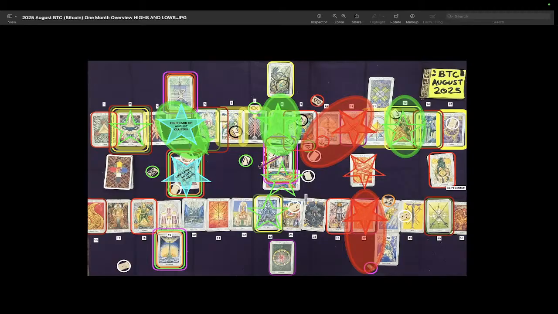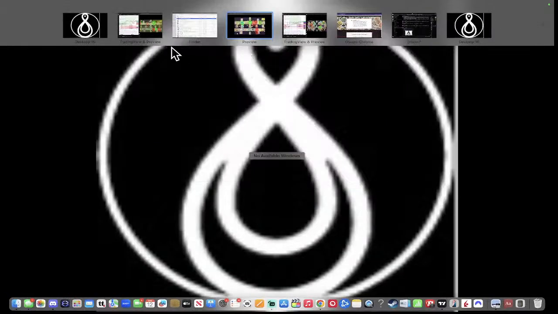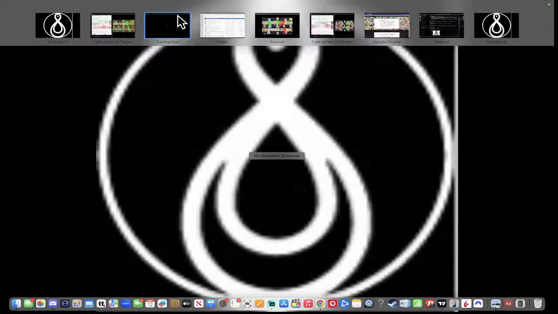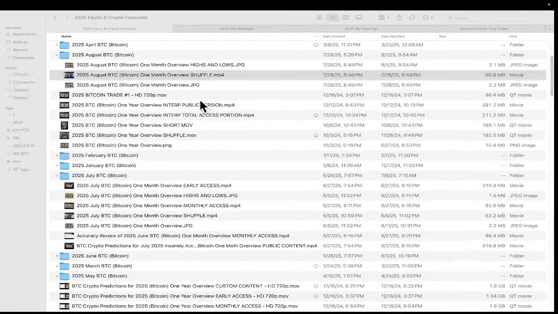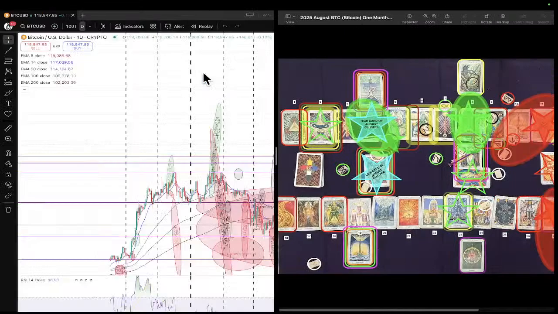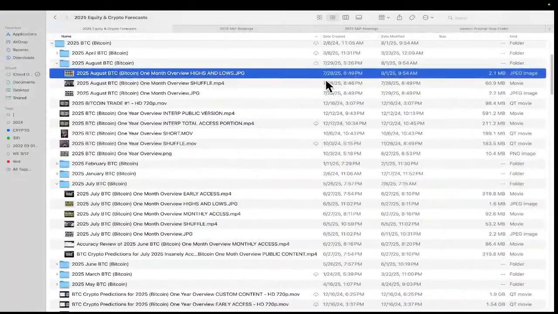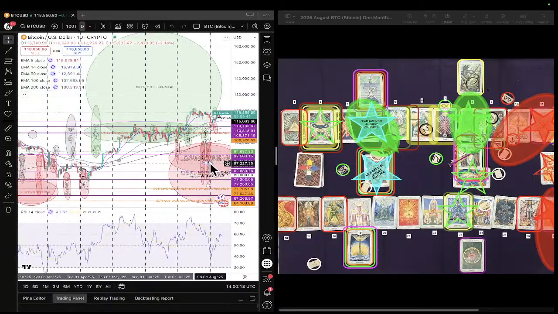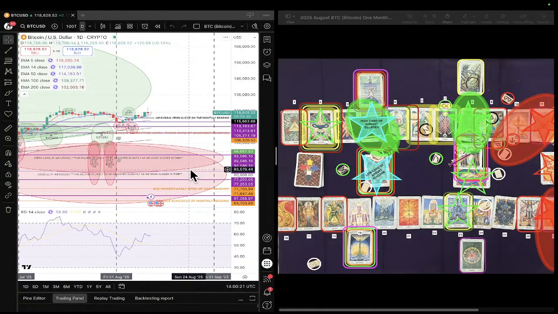I think first off, let's take a look and see, since part of the month has already gone by. Oh, and just so you can see the August 1 month overview shuffle file, it was created on July 28th, 2025. The image that we're looking at right now was created on July 28th, 2025, 8:49 p.m. We're just getting to this live interpretation.